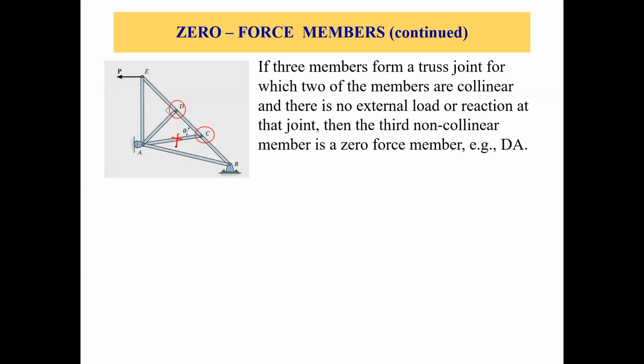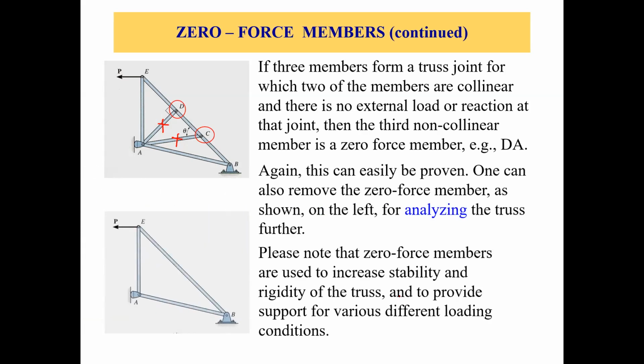Now, if you look at joint D, we have three members, of which two members, DE and DC, are collinear. And member DA is non-collinear. So the non-collinear member at that joint is a zero force member. So we can also remove the zero force members. Okay, we already saw that.